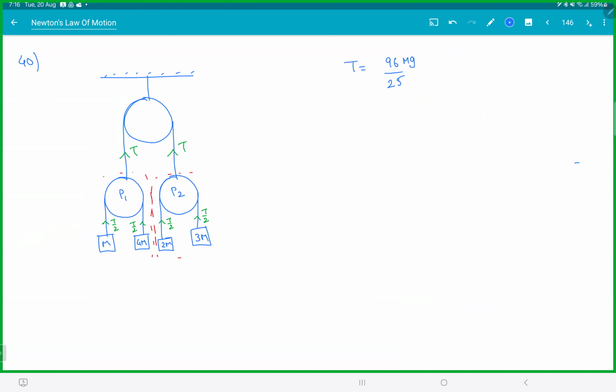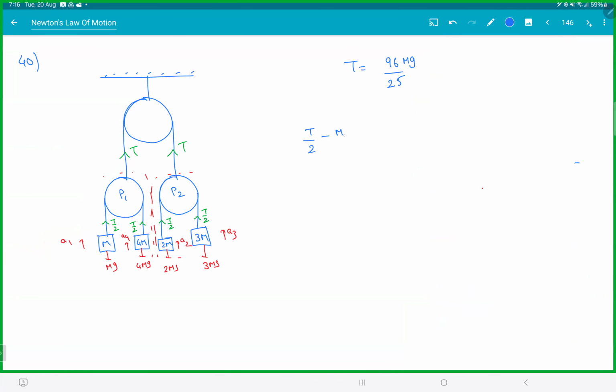After that, what do you do? Acceleration for each one. So this block is mg. Let this be a1. Let this block be 4 mg. Let this be a4. This block be 3 mg. Let this be a3. This block is 2 mg. Let this be a2. You don't worry about the sign. Science will take care of it. So what do you want to find? You want to find a1.